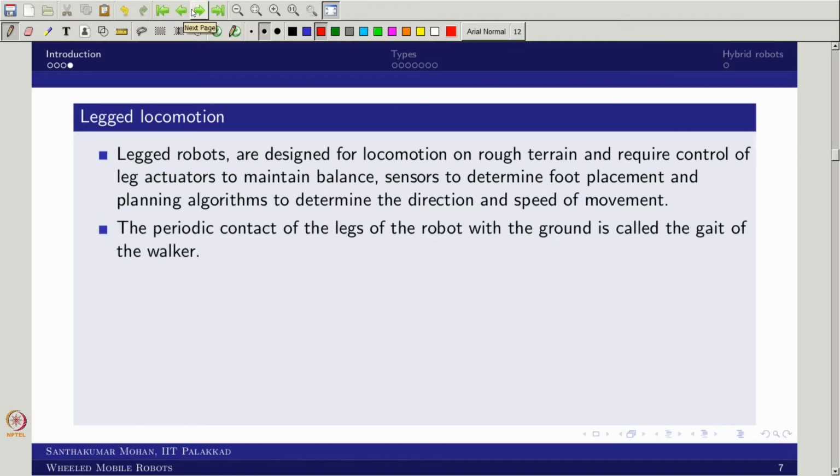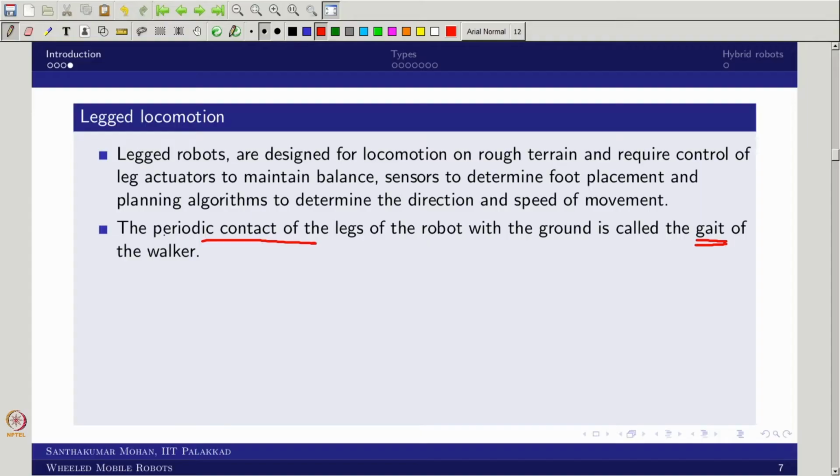In that sense, you have to monitor the periodic contact of the legs of the robot, what you call gait. The gait supposed to be stable, then only you can do it. Now you know the human would be walking, right? The human walking in one particular style is what you call human gait. Now you take a panther. The panther is running, right? That has one particular gait pattern. So these are the periodic contact of the legs. That is what you call gait.